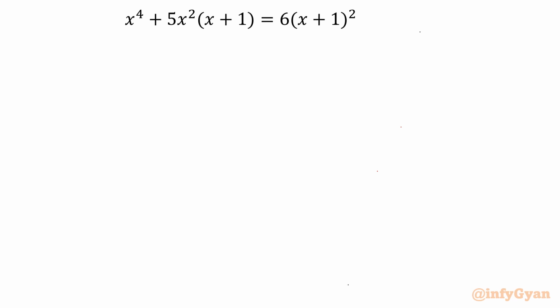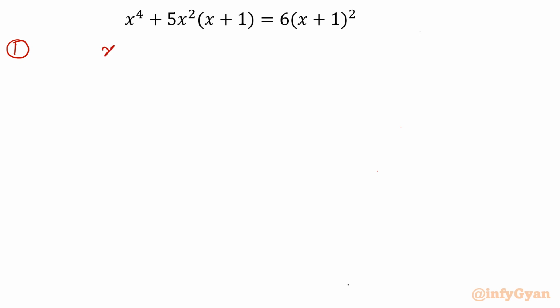In this very exciting video of algebraic challenging equations, we'll be solving a degree 4 polynomial equation: x power 4 plus 5x square times (x plus 1) equal to 6 times (x plus 1) whole square. I am going to showcase two different methods. First one is using expansion and second one is using substitution. So let's get started by writing the first method, which is the method of expansion.